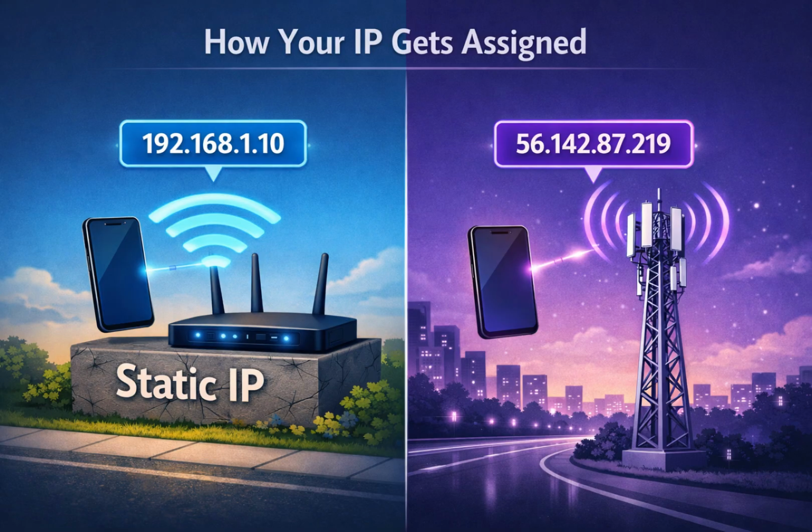When you use mobile data, there is no router involved. Your phone connects directly to your mobile carrier's network tower. Your carrier acts as both the router and the ISP, assigning your phone an IP address directly. Something very interesting happens here. Mobile carriers use a technique called CGNAT, which stands for Carrier Grade Network Address Translation.